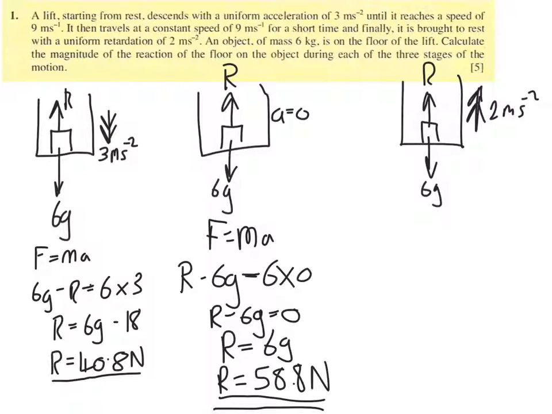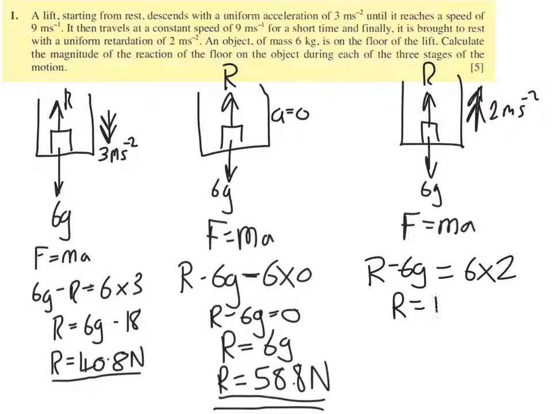Right, third and final one. You've got F equals ma. So this time, be careful. Your reaction is going upwards. So is acceleration. So this time R is positive and the 6g is negative. So you've got R minus 6g equals 6 times 2.